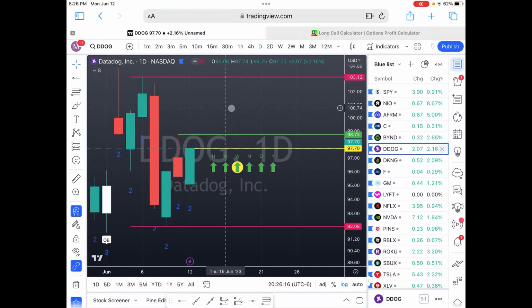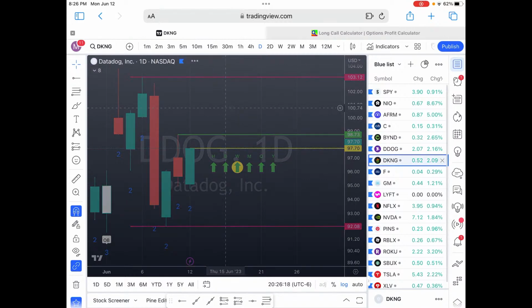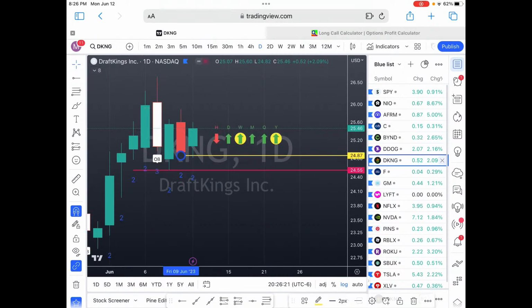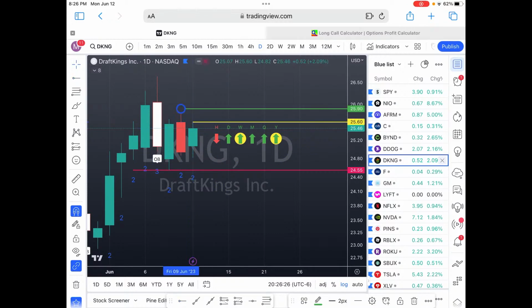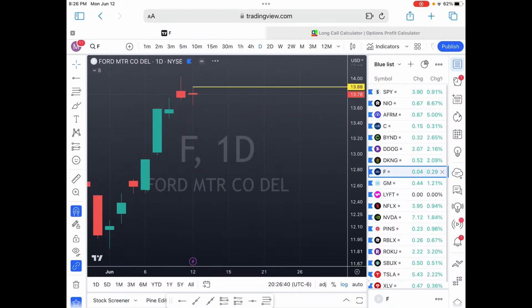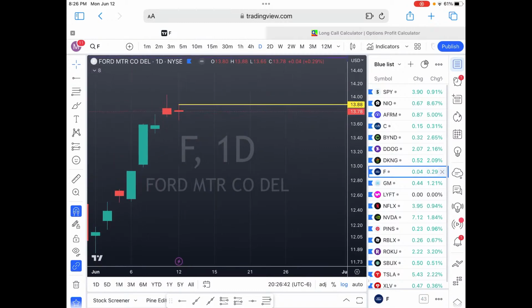It tells me that there is an inside week. We go to DraftKings. DraftKings is a 2 down that finished green as well, so we can look for a 2-2 reversal. Rob Smith would call these 2-2 on a Tuesday: 2 up, 2 down reversal, or 2 down, 2 up reversal. 2-2 on a Tuesday on DraftKings. We can take calls there at 25.60. Ford Motor Company was green, so we're going to take that off the list.